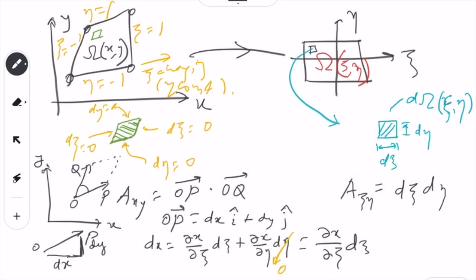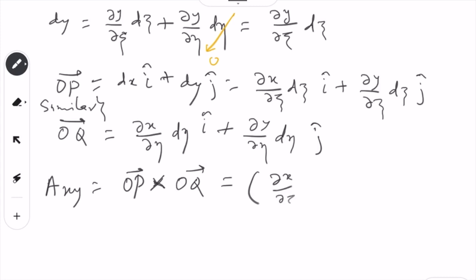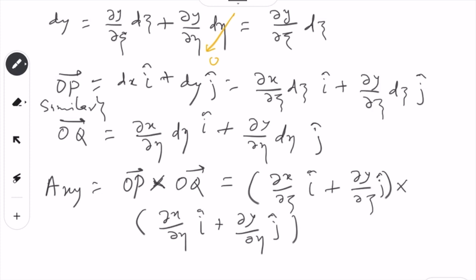Okay, the area we get not by dot, so sorry, there will be cross basically. So, this cross this one, so that we have the area, and so OP cross product OQ, and what do we get? We get like this. OP is ∂x/∂ξ i plus ∂y/∂ξ j, cross ∂x/∂η i plus ∂y/∂η j, and then we have dξ and dη. Okay, so we got that.